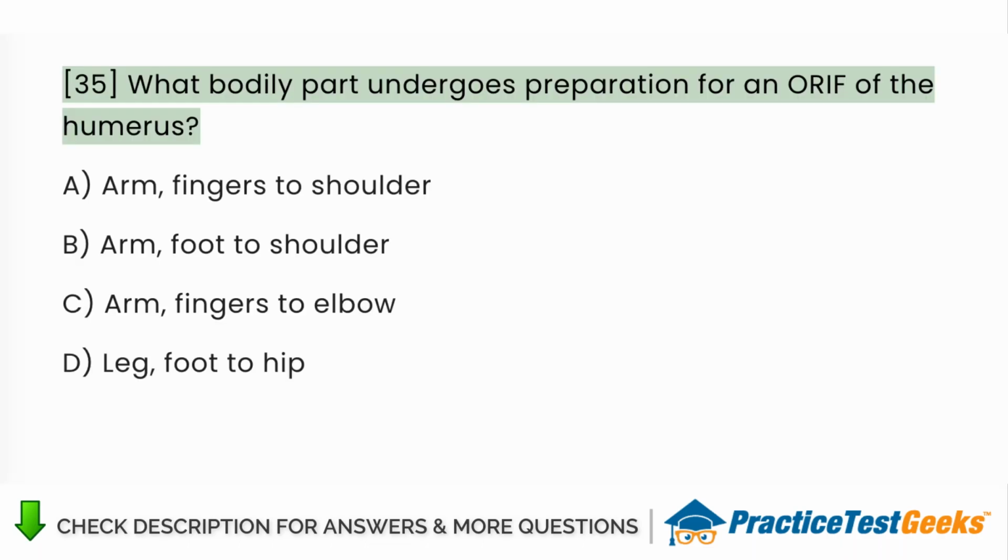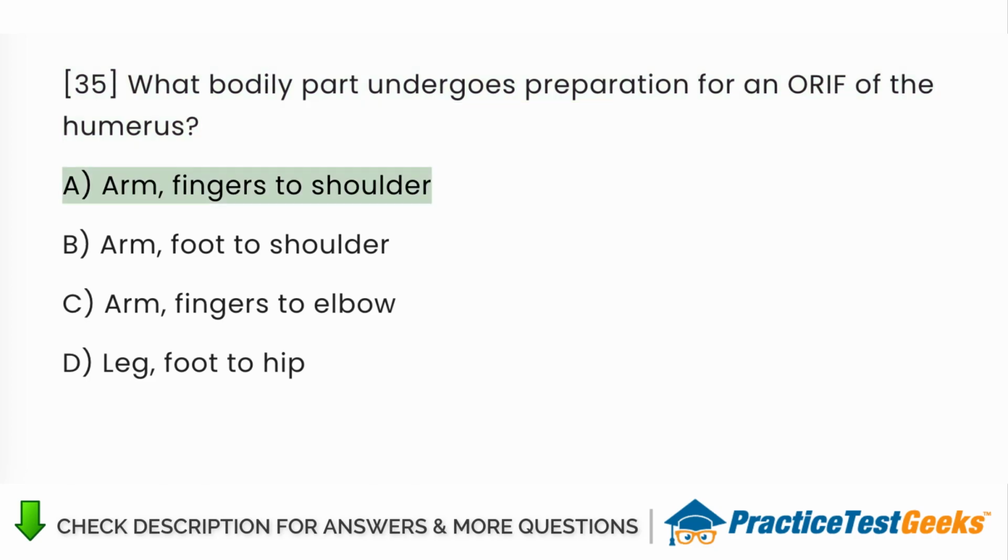What bodily part undergoes preparation for an orifice of the humerus? A. Arm, fingers to shoulder. B. Arm, foot to shoulder. C. Arm, fingers to elbow. D. Leg, foot to hip.